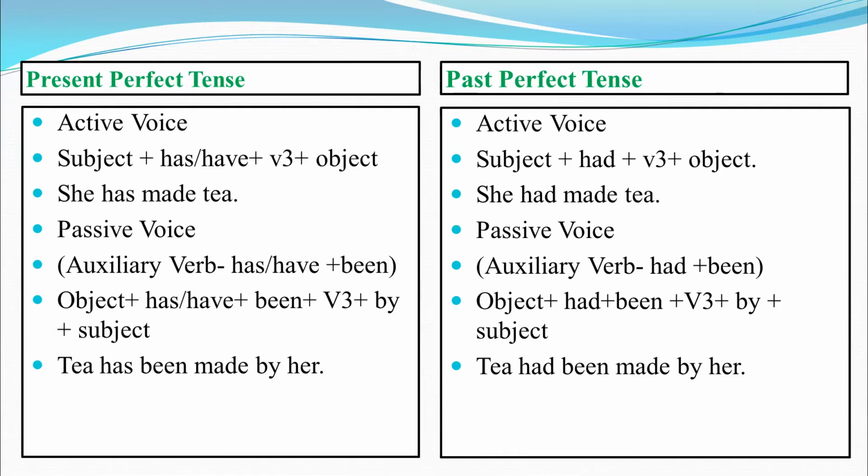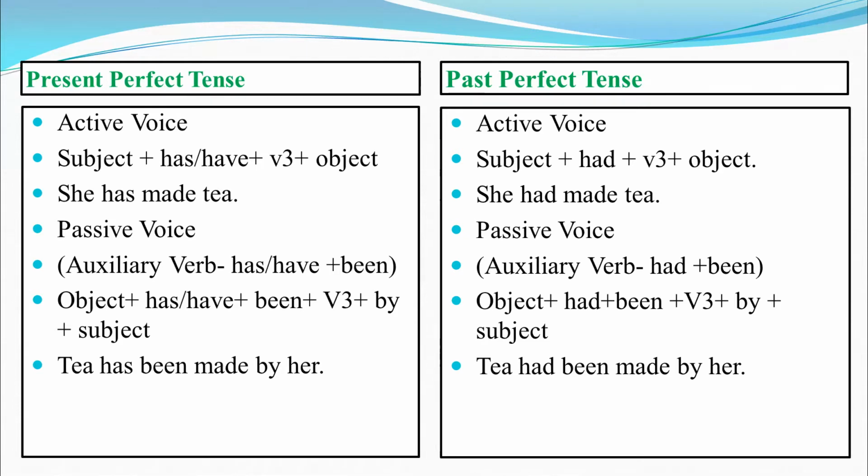Past perfect tense. The structure of active voice is subject plus had plus third form of verb and then object. For example, she had made tea. And the structure of passive voice is object plus had plus been plus third form of verb and then by and then subject. For example, tea had been made by her.